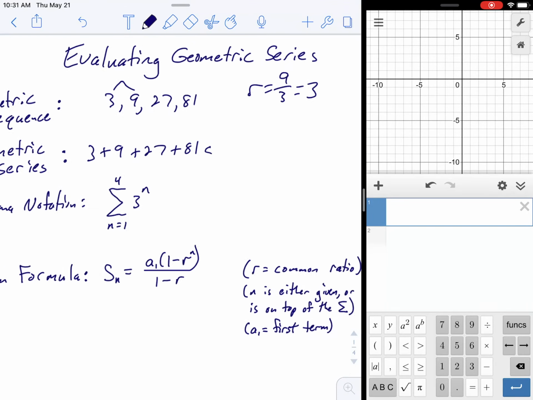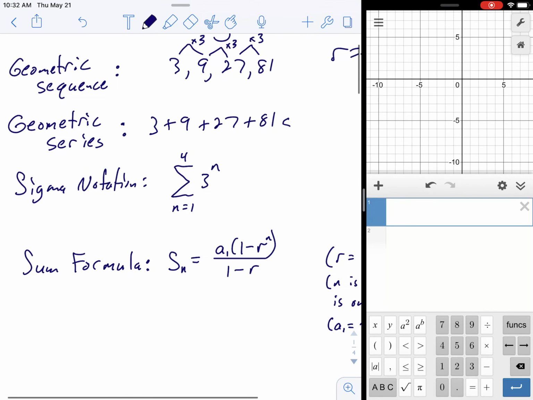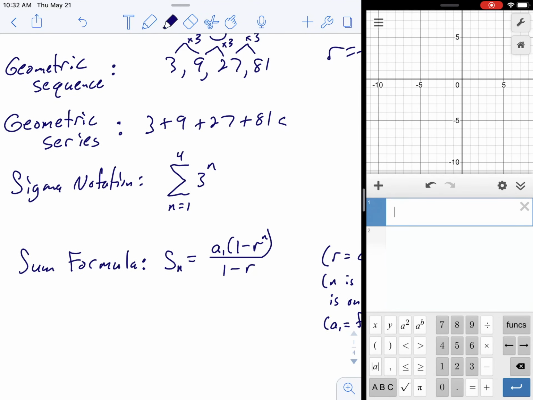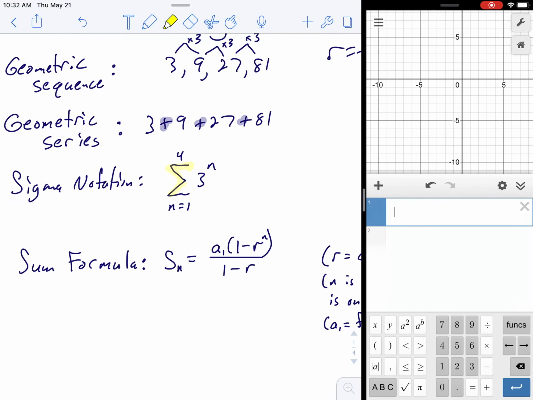So we see that in this example, this goes up by multiplying by 3 each time. So that makes this a geometric sequence. For a geometric series, basically you replace the commas with plus signs. And I don't know why that little mark is there. Then you add that together, and that is the geometric series. But a geometric series can also be represented using this sigma notation right here.